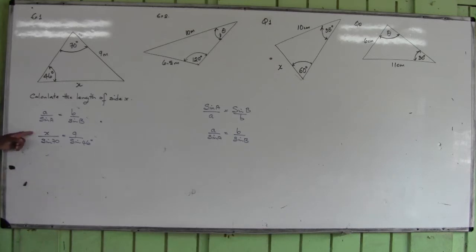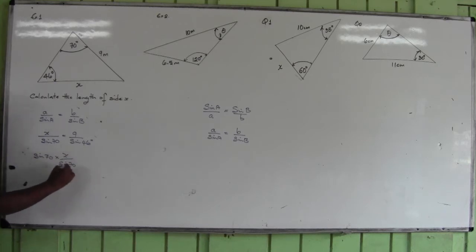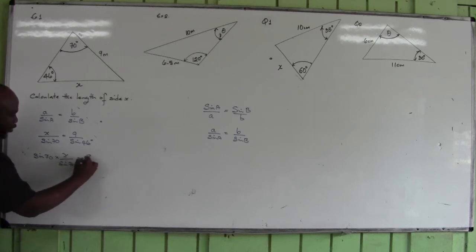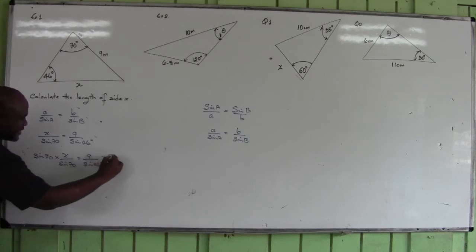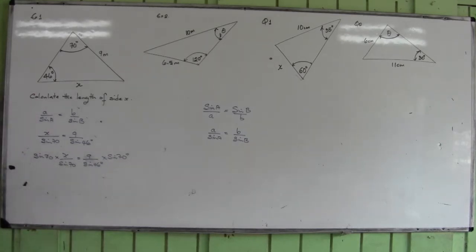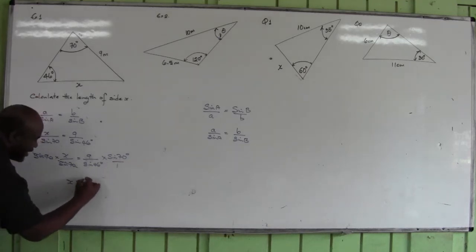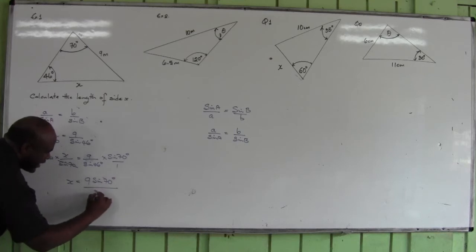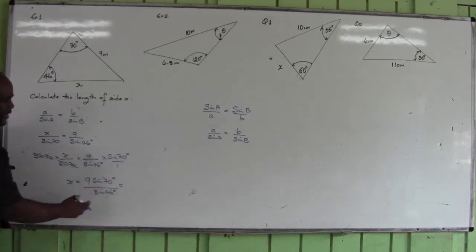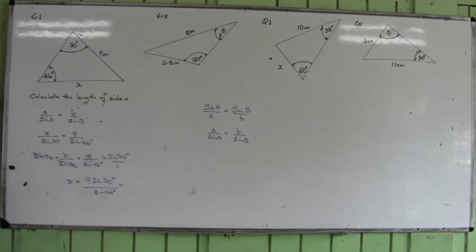Now, what I want to find is x. So I'm going to multiply both sides by the sine of 70 to get rid of this. So I have sine 70 times x over sine 70 is equal to 9 over sine 46 times sine 70. Why did I do that? To get rid of this, so the only thing I have left over here is x. So x is equal to 9 sine 70 over the sine of 46 degrees. Put this in the calculator and press equal: 9 sine 70 divided by sine 46.